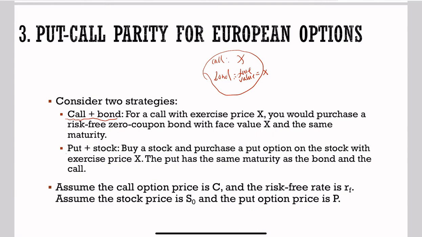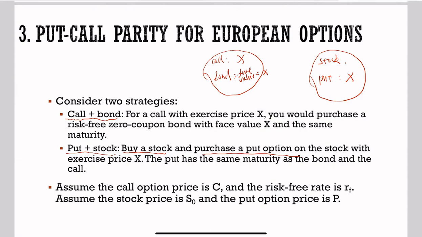Right? Now, the second type of strategy is put plus stock. So here, you will buy a stock. And then you will buy a put option. So here you will also have a put option, right? And this put option will have an exercise price of X, right? And then the put option will have the same maturity as the bond and as the call option. Right? So that's the requirement. That's how you build these two portfolios.